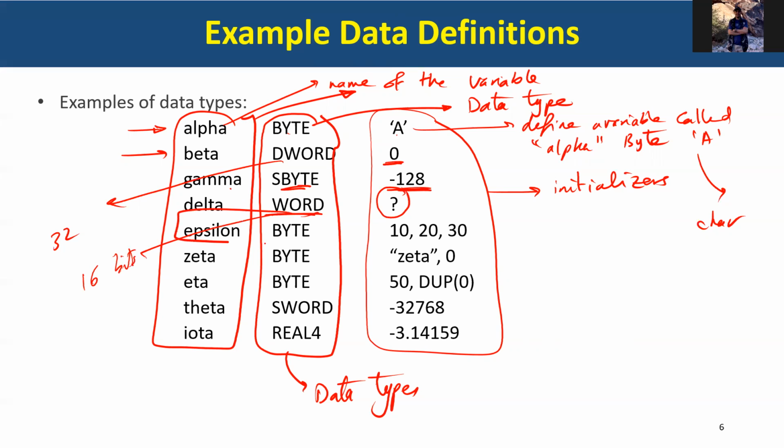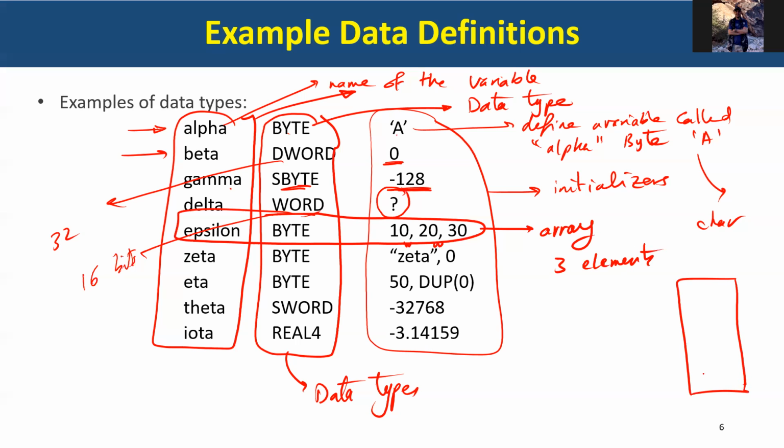Epsilon here, this is a very good example. Here you are defining an array of 3 locations, or 3 elements. Each element has a value, and you differentiate between the values with the comma. So it's like 3 locations in the memory. The first location has 10. The second location has 20. The third location has 30.